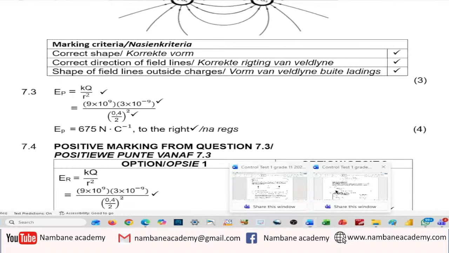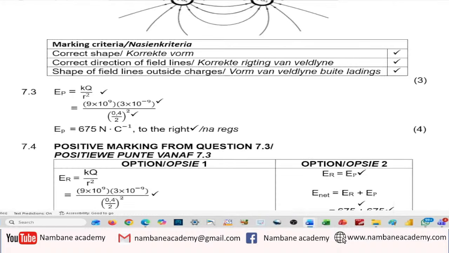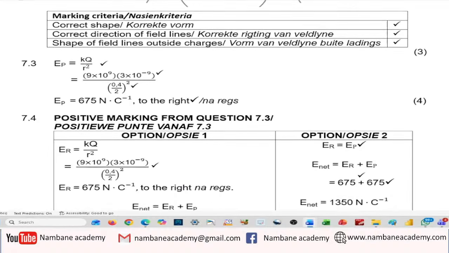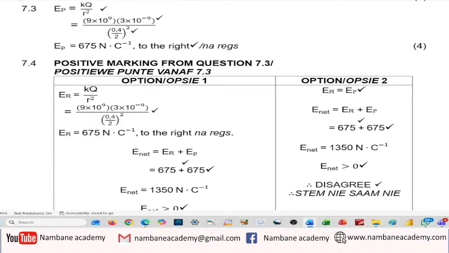So how will they go about doing this? Positive marking from 7.3 into 7.4. We don't mark for the formula. We'll then have to calculate the electric field at point X due to charge R. Due to charge R, it will be the substitution there. Direction will be to the right also.